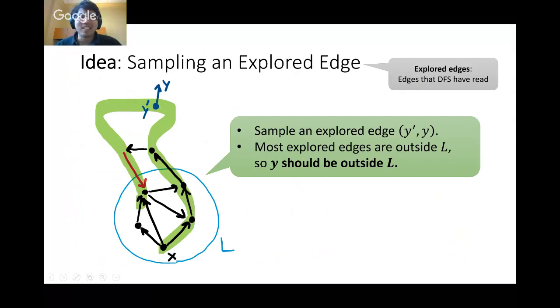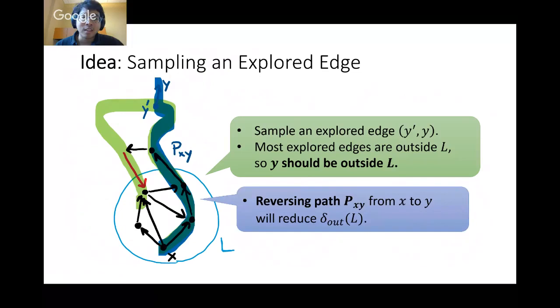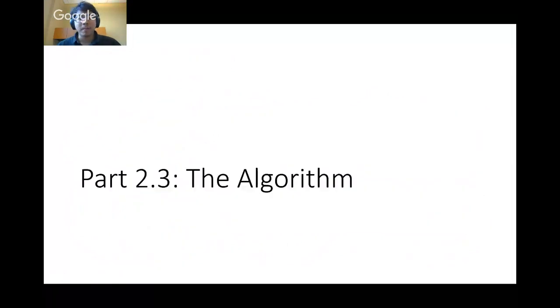This is it. And if you know that y is outside L, then if you reverse the path from x to y, it will reduce the size of the cut, and you make progress. Okay, so this is the idea. Now let's see how to go from this idea to the whole algorithm.